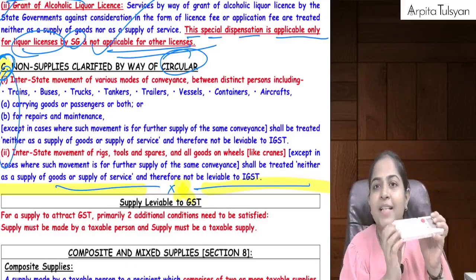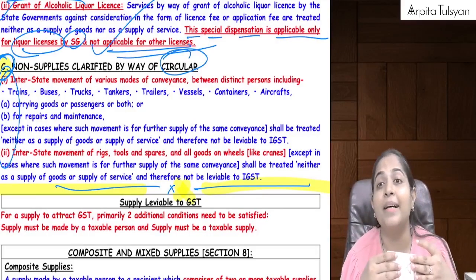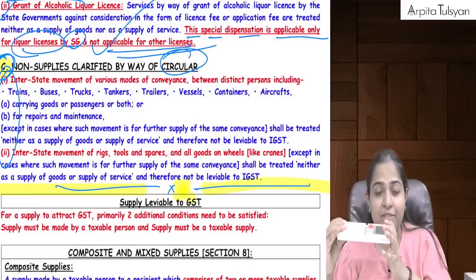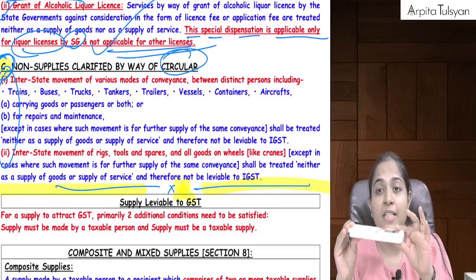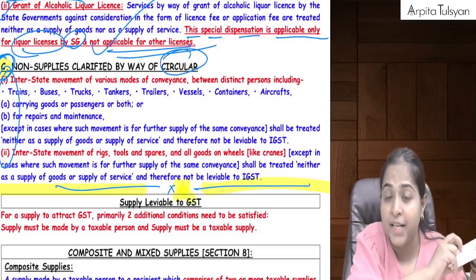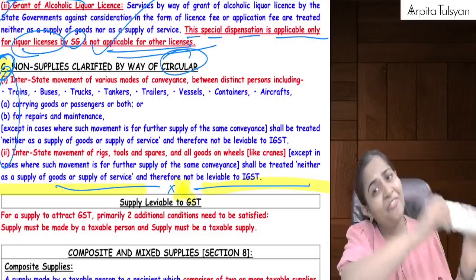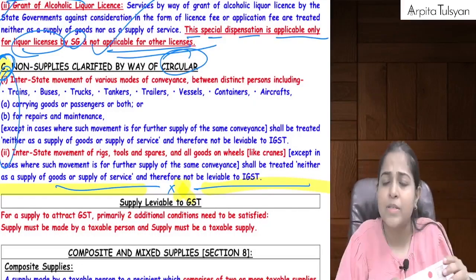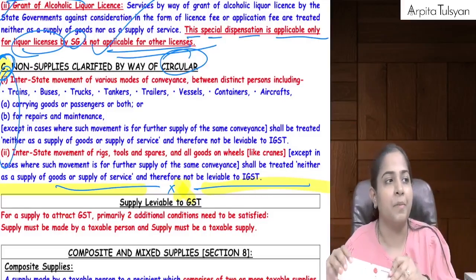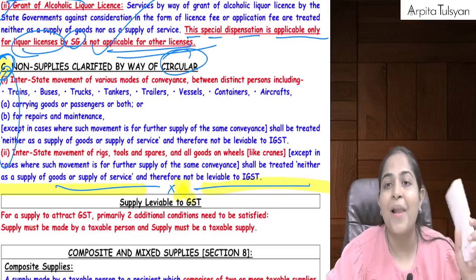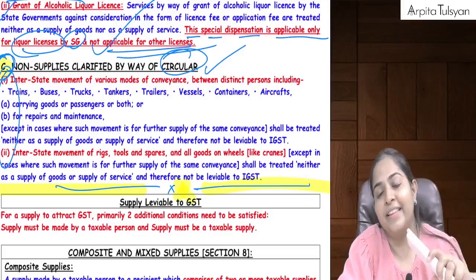So will this be considered as supply? It will be considered as a supply. What will be considered as a supply? The goods which are there in this vehicle, that will be considered as supply of goods. Then the transportation charges that the transporter is going to charge will be considered as supply of services. But will it be considered as supply of the vehicle? Are we selling the vehicle to someone? Are we selling this truck to someone? No, the truck is just sent from one place to another and it will come back to the same person. So it will not be considered as supply of conveyance. Are you understanding this? That is what was clarified in this circular.